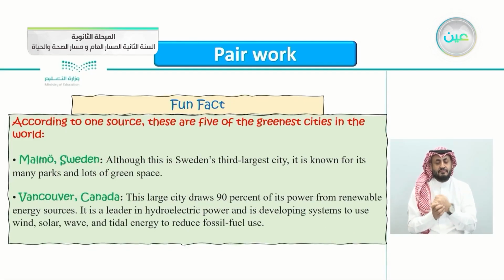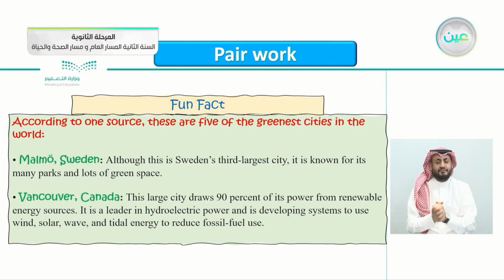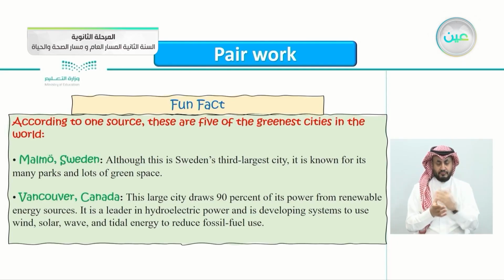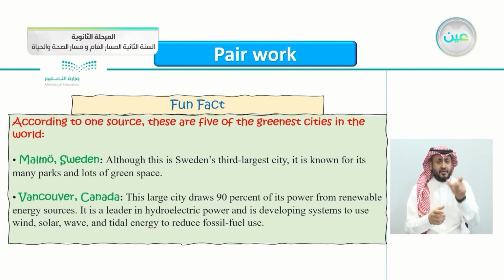Also here Malmö in Sweden, although this is Sweden's third largest city, it is known for its many parks and lots of green spaces. Notice here all of these cities, they have parks in them. The last one is Vancouver, Canada. This large city draws 90% of its power from renewable energy sources.